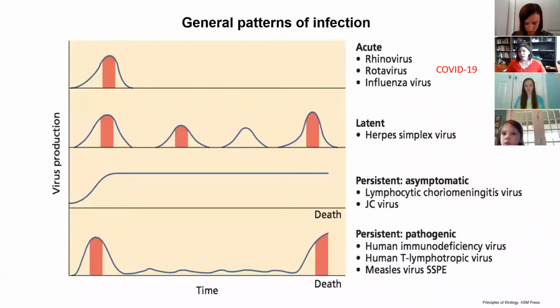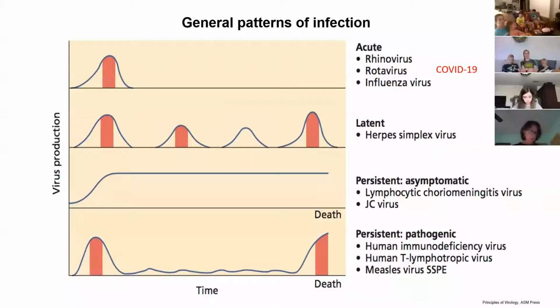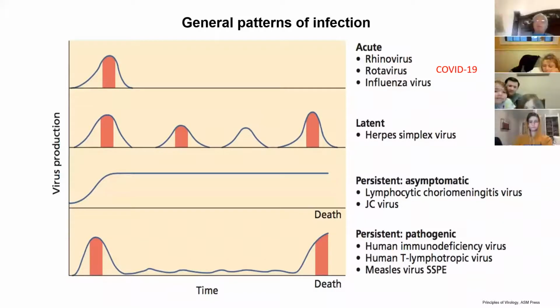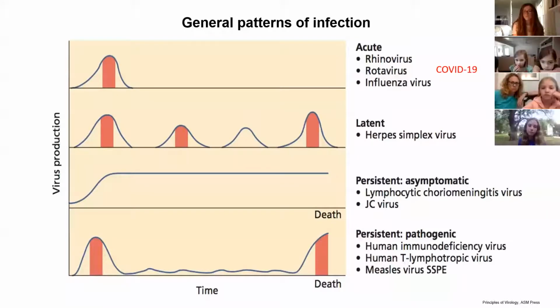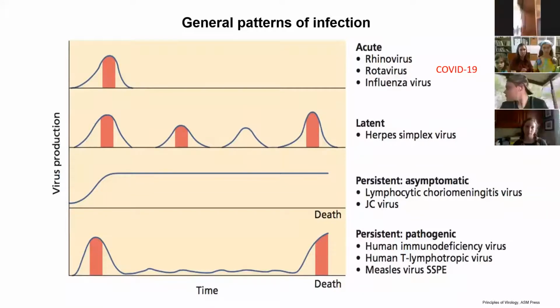So let's talk about viral infections. There are two basic patterns of infections. You get acute infections. That's like when you get a cold or the stomach flu. You get sick and then you get over it and then you go on to live your life. Then we have latent and persistent infections, and that's where you get infected with the virus and you're infected for the rest of your life. And that's what we see with herpes virus, HIV, hepatitis.